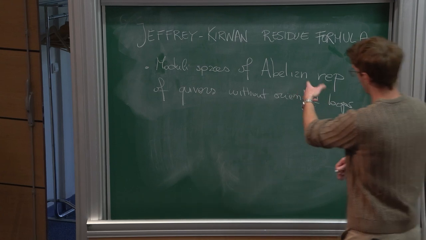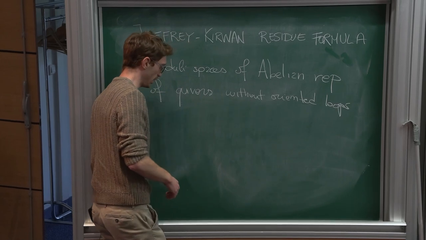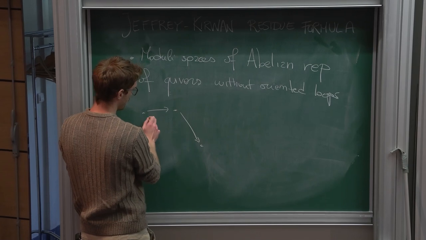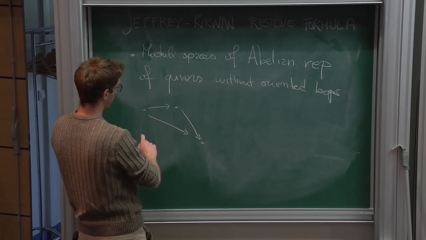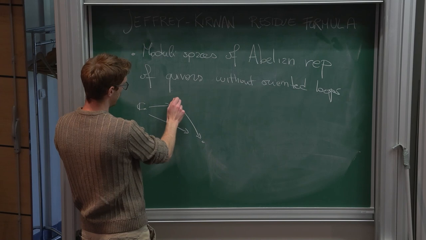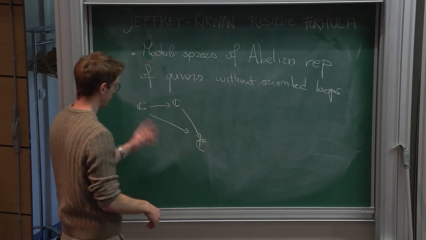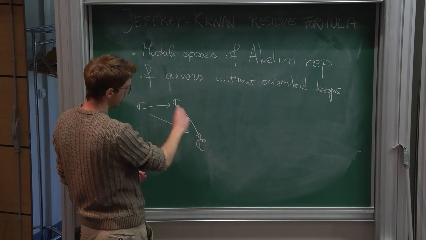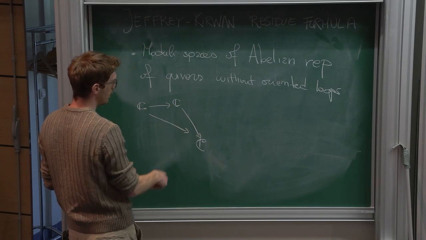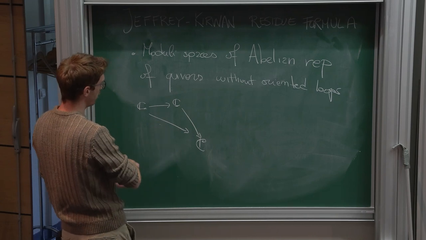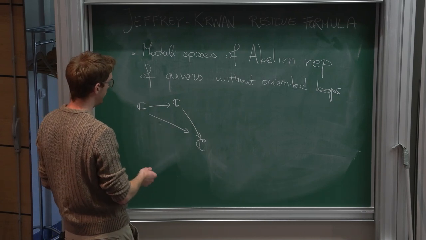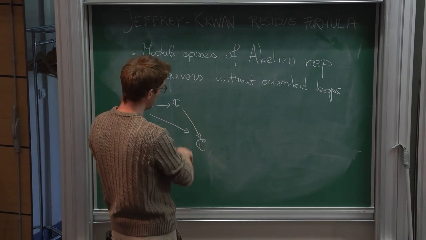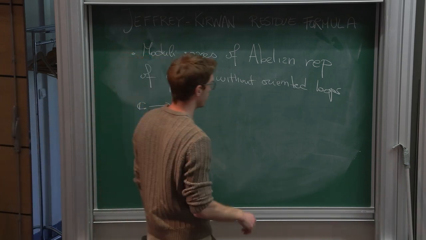By an abelian representation of a quiver, I mean: given a quiver, say like this, without oriented loops, I choose a representation by putting C at each node and looking at endomorphisms of these C linear spaces for each arrow. So the space of representations will be a copy of C for every arrow, and we will have a torus action on these copies of C by conjugation.